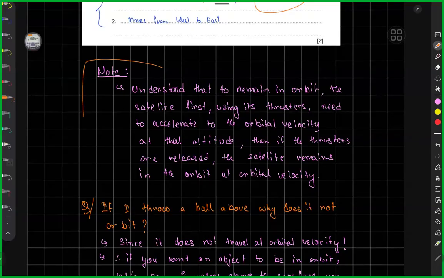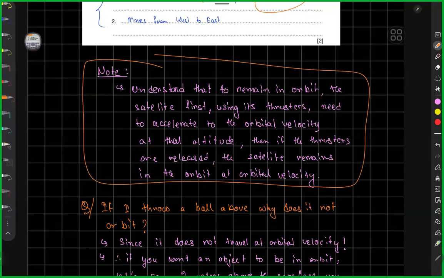This I have explained before coming to this. So I told you guys how we use thrusters to accelerate the satellite to a certain velocity. And once it reaches that orbital velocity at any given distance above the Earth, then it remains in orbit. Then the thrusters come off and the satellite will remain in orbit. Okay? So that's how it works in practical life.